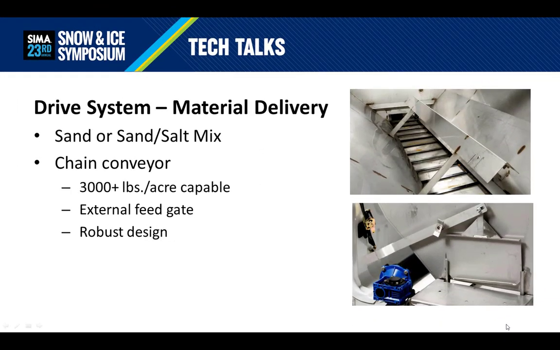What if the main material to be used is sand or a sand-salt mix? Then a chain conveyor system is the better choice, for many reasons. The first is the type of system is capable of outputting more than 3,000 pounds per acre. Second, the external feed gate helps limit the flow for slower speed and higher traffic areas. And number three is the robust design of a conveyor system allows for a wide variety of materials, such as gravel or other materials mixed in. We sometimes refer to this system as the Swiss Army knife of spreaders.